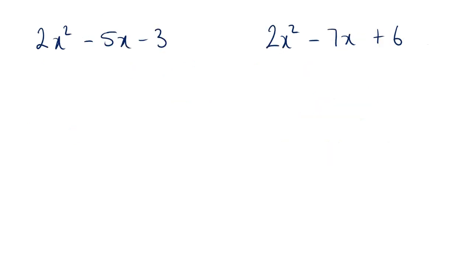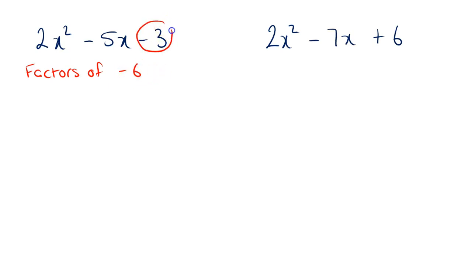Okay, moving on to our next example. So in this case, they get slightly more challenging. And the reason for that is this number here before the x squared. When you have a number there before the x squared, the problem becomes more complicated. This time, instead of looking for factors of negative 3, I'm actually going to look for factors of negative 6.